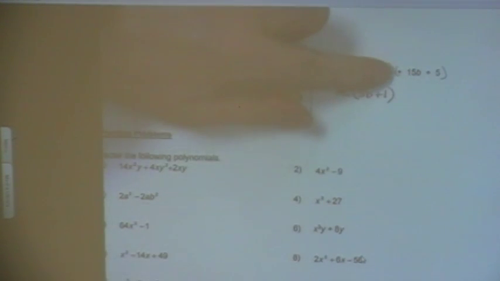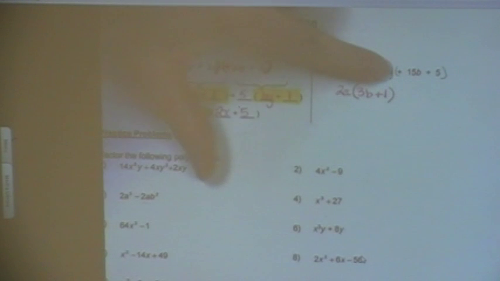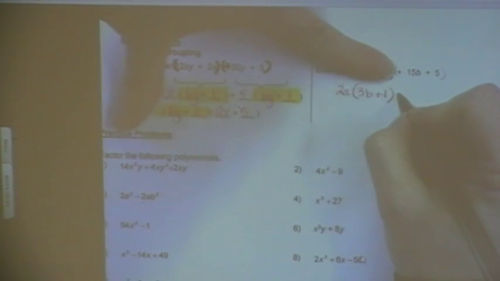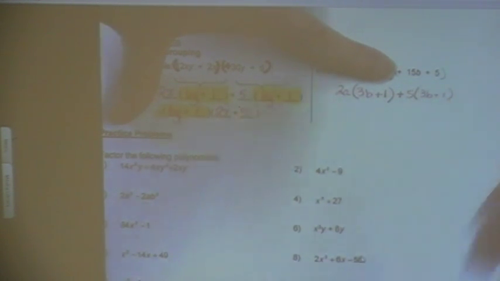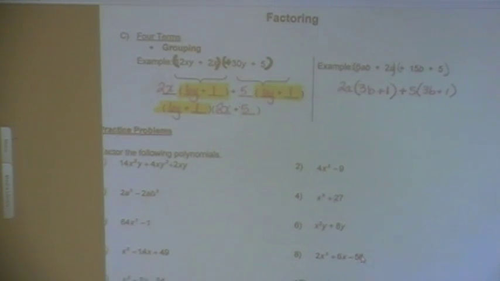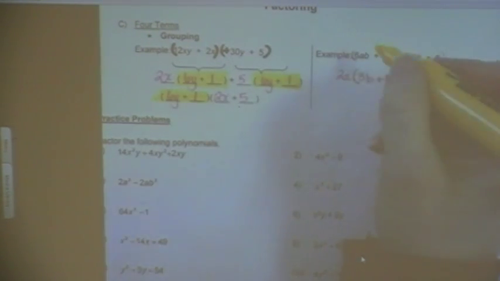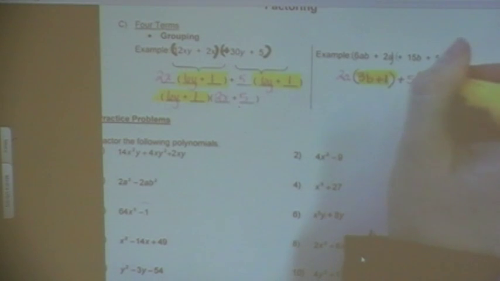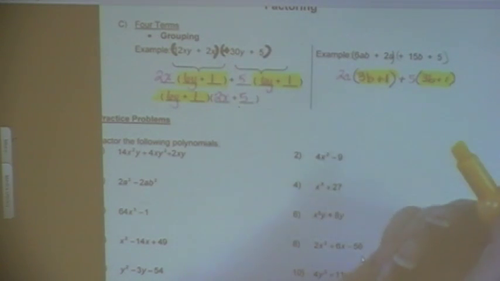I'm going to do the same thing for this set. Cover this up, and I'm looking for what divides evenly into those. It would be a positive 5, so that would leave me 3b plus 1. You're always checking to see that these things match. They need to, they have to, because you need for them to be the GCF.